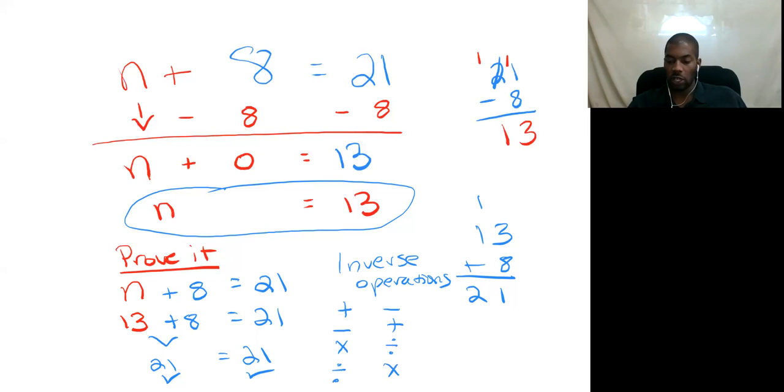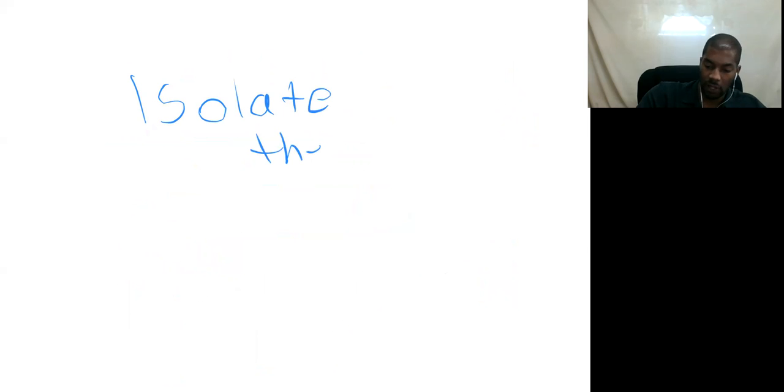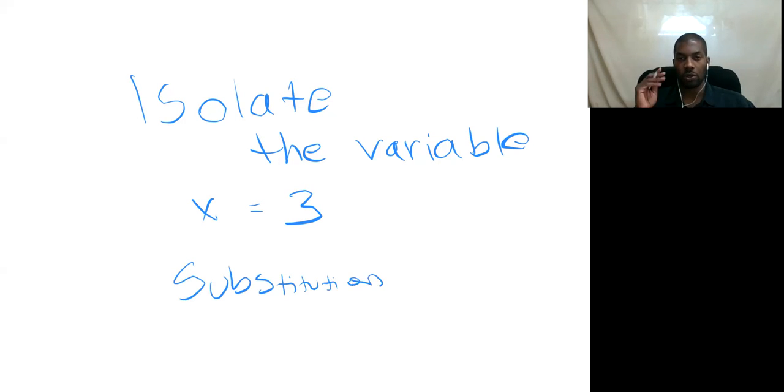We learned the phrase isolating the variable, which means to get it by itself on one side. Isolate the variable. And you're trying to get it to equal something on one side, right? And we use substitution to prove our answers. All right, hopefully that helps.